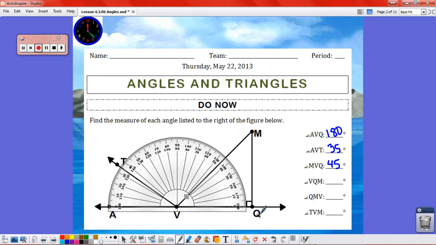Angle VQM is 90 degrees. I know because there's that little square that tells me that it is 90 degrees. QMV is part of a triangle, so I'm going to have to use my triangle theory, where this is 45 degrees, this is 90 degrees, the whole thing is 180 degrees. So what I have so far is 45 and 90, which together makes 135.